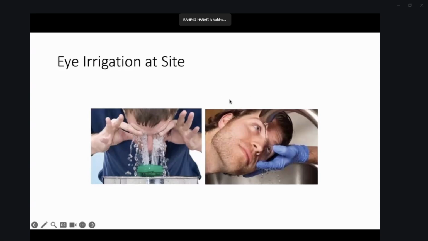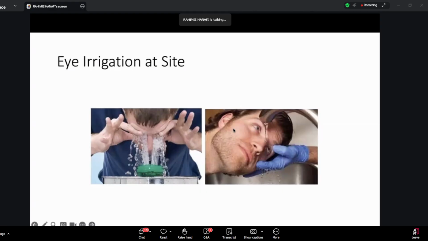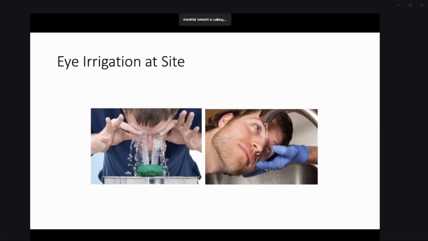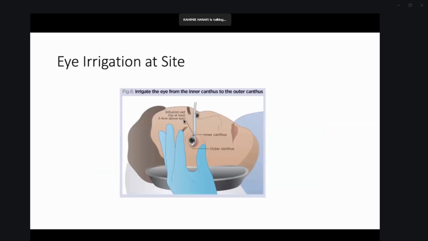So this is an example of how patients can do eye irrigation on site. You need to open the eye. If both eyes are affected, just shake the water away like that. If only one eye was splashed with the chemical agent, make sure that during the irrigation the agent does not go to the other eye. If not, then from one eye it becomes both eyes involved with the chemical. So this is how we can do eye irrigation at the premise, in a clinic.